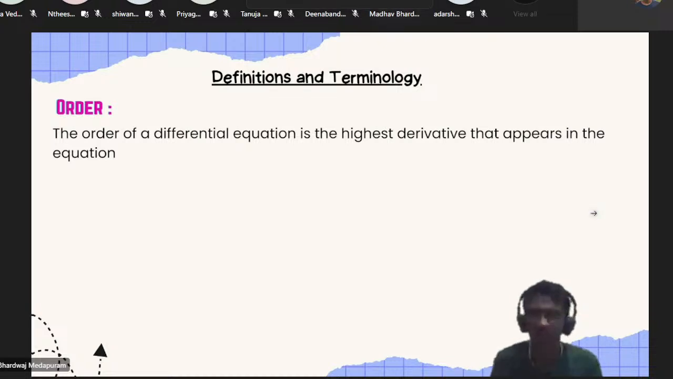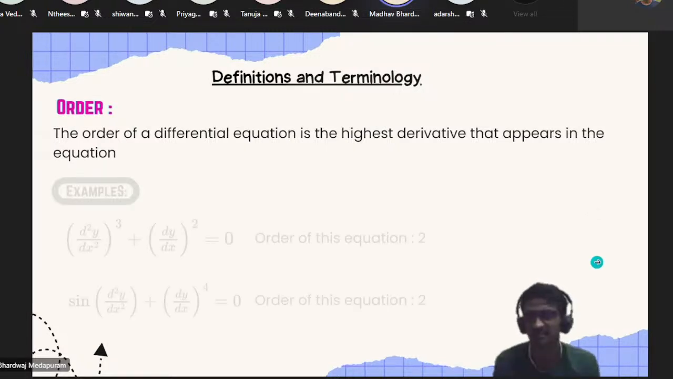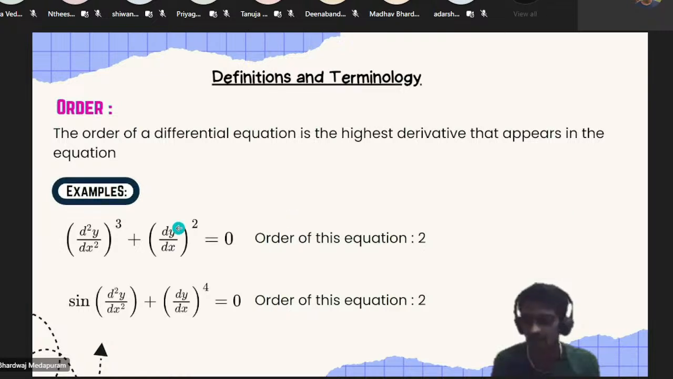First, let us start with the order of a differential equation. What is the order? You have a differential equation with derivatives in it, and the order is the highest derivative that appears in the equation. Let us see a few examples. In the first equation, the derivatives involved are the second derivative and the first derivative. So the order will be 2, because the second derivative is the highest derivative involved in the differential equation.